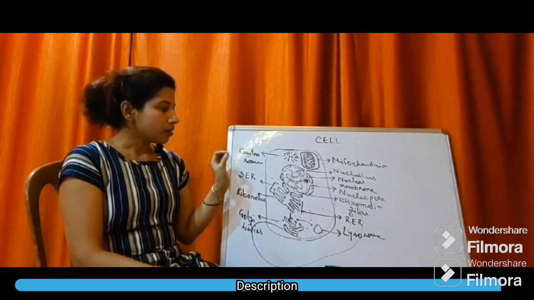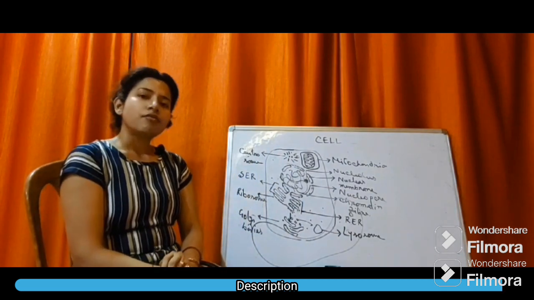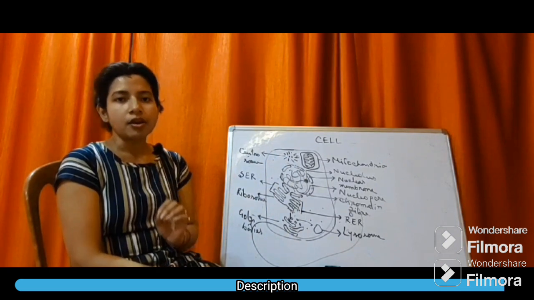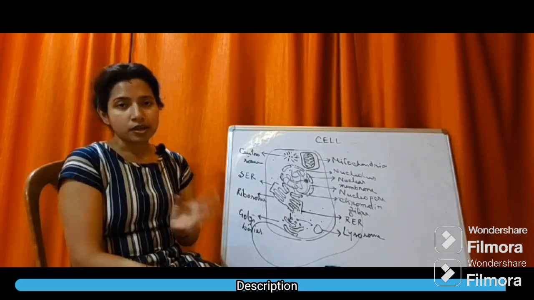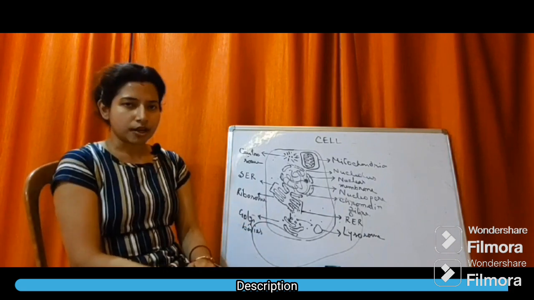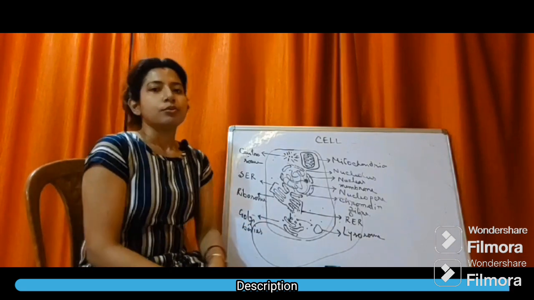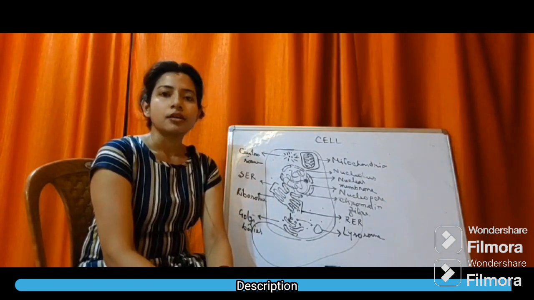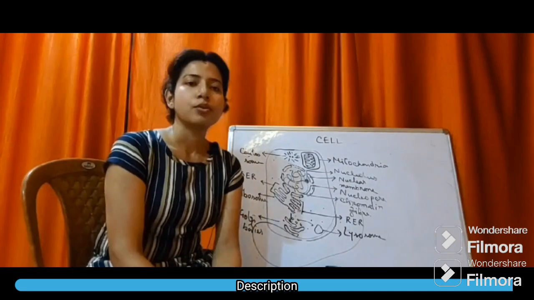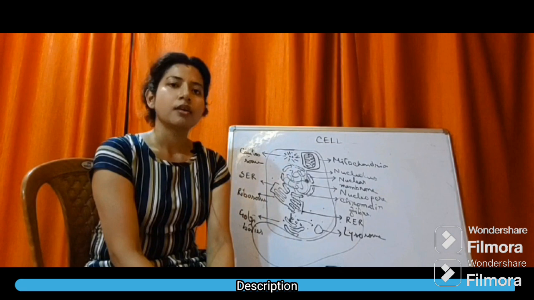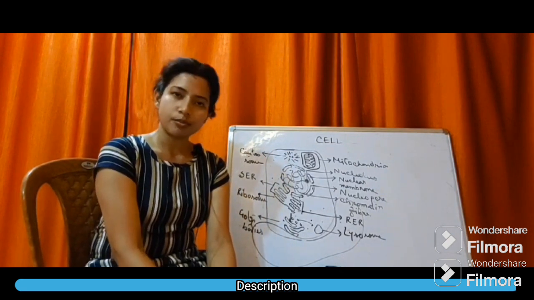Other than these parts, there are vacuoles also. In animal cells vacuoles are very small and in plant cells vacuoles are large. So we will discuss vacuoles in that class. Okay. So for today, I am winding up this class. It was a small introduction about animal cells, and in the next class we will discuss plant cells.